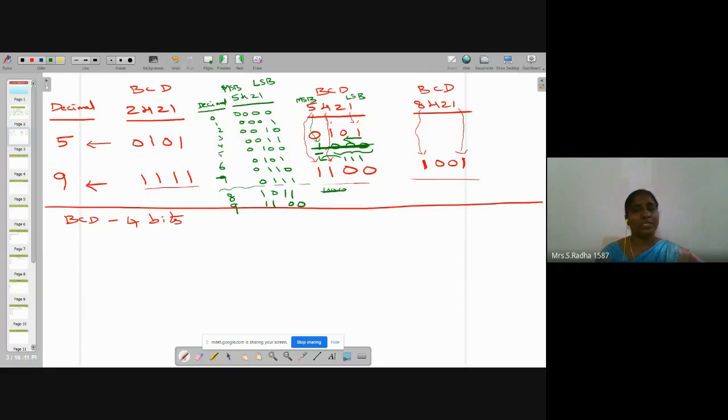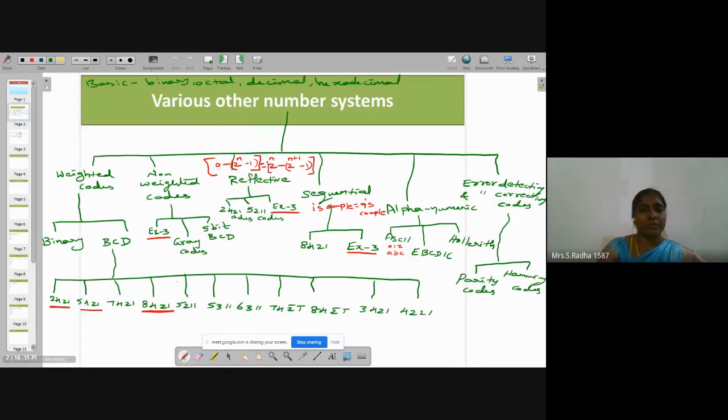That is normal BCD. In normal BCD, the position values are 2 power 0, 2 power 1, 2 power 2, 2 power 3 like that. So 4 bits are there. Okay, these are position values in normal BCD. But I told you all these are special cases, special case BCD. Okay.